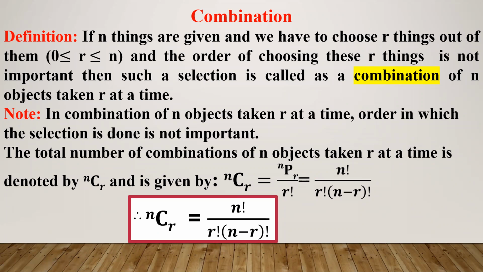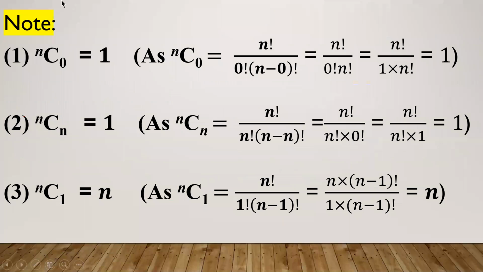The difference between permutation and combination is, in permutation we select and then arrange the things in order. So order is important. In combination, we only select and form a group or committee. So order is not important. Then this also we have seen in the last class.